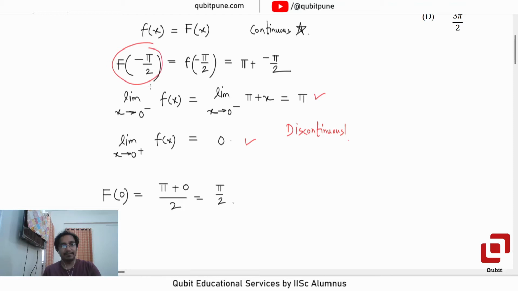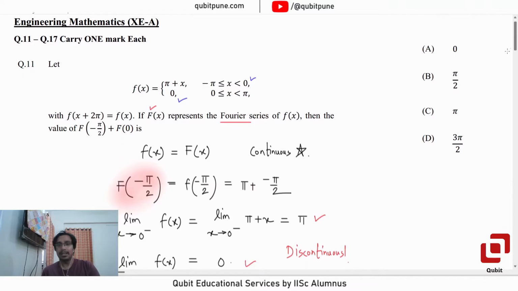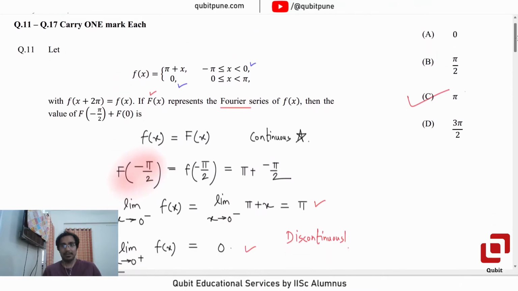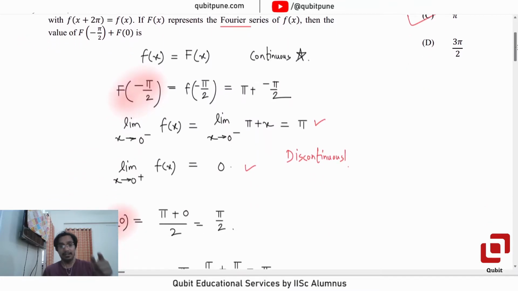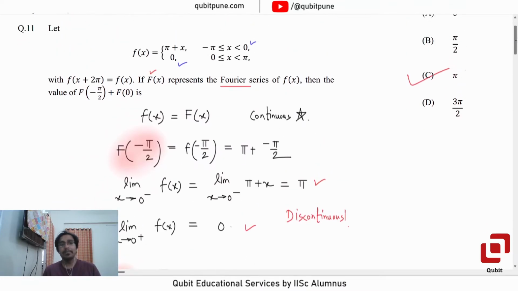Alright, so what do we want now? We want to add capital F of negative pi by 2 and capital F of 0. So if you add them, you will get pi by 2 plus pi by 2, that is equal to pi, and that is option C. It's not the other option, because we need to take the average of the two values.